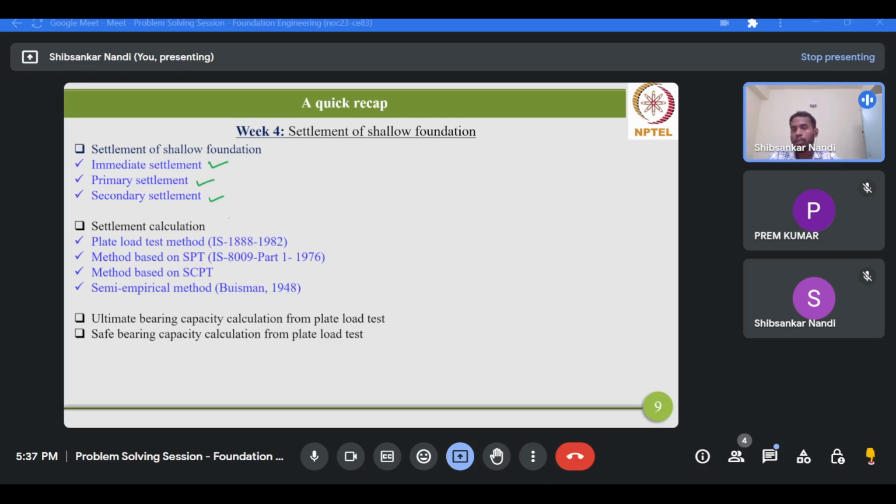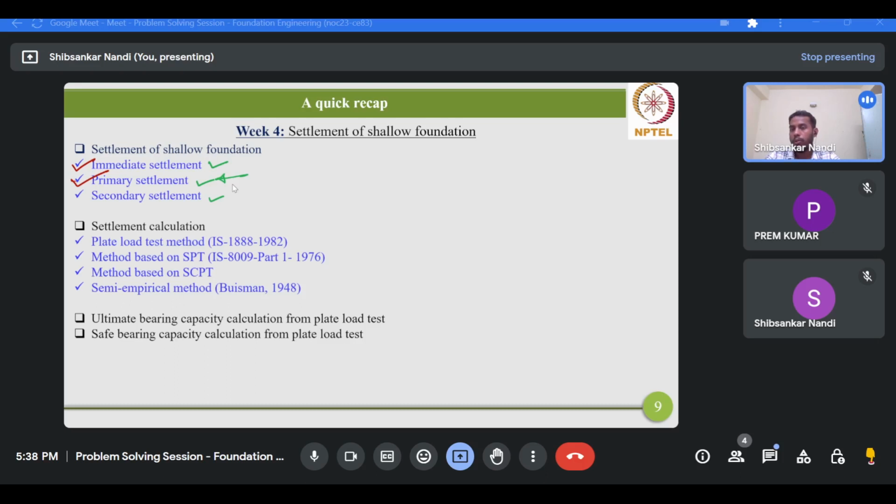One more thing to keep in mind: as per the scope of this course, we will only deal with the first 2 components, immediate settlement and primary settlement. For calculating the primary settlement, we can go for Terzaghi's 1D consolidation theory, and we can easily determine the primary settlement.